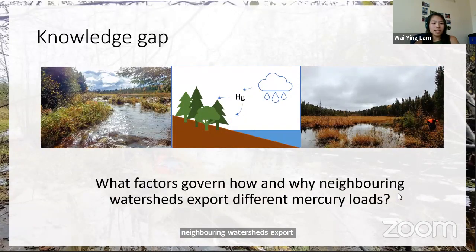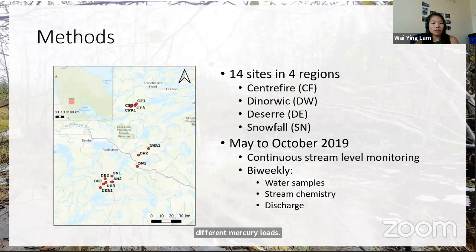So we grouped our study sites into 4 relatively undisturbed forested regions near Dryden, Ontario, and that's not far from the Experimental Lakes area, for those who are familiar with it. And we grouped them based on how we could access them. So 4 are located around Centerfire Lake, 3 around the town of Dinorwic, 4 are accessed by Desert Road, and 3 are accessed by Snowfall Road. And these are the acronyms that you'll see throughout my presentation.